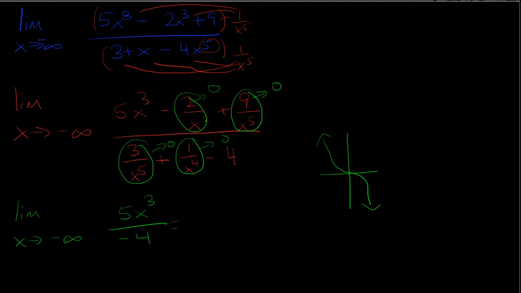So I can just pull out the 5/4, and we'll just have the limit as x approaches negative infinity of negative x cubed. So this is just y equals negative x cubed. As x approaches negative infinity, as we go this way, y goes to positive infinity. So our limit then is infinity.